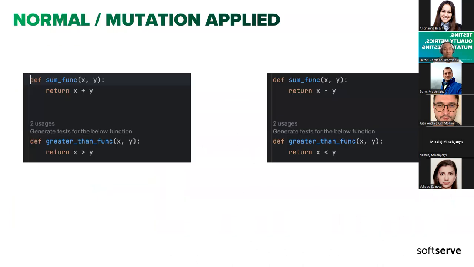So I have one example here where we have two functions: one that is supposed to return the addition of two numbers, and another that is supposed to return which number is greater than the other. When the mutation is applied, it's going to change to a different sign. For example, in the addition function we have the plus, but it's going to change it to the minus, and it's supposed to break something. If it doesn't break, then the unit test that we wrote for that is not good enough.